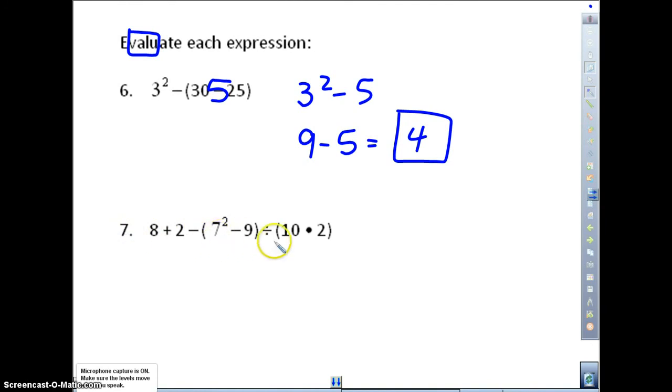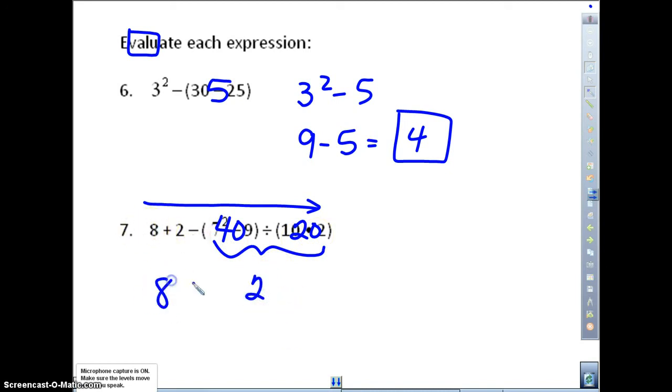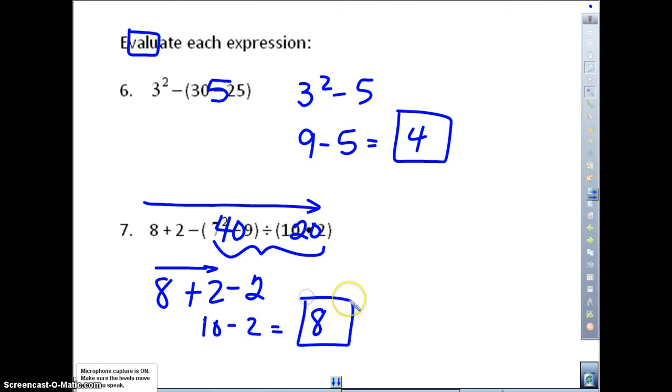Number 7, do what's in your parentheses first. Okay, this is 20. 7 squared is not 14. What is it? That's 49 right there. 49 subtract 9. That whole thing becomes 40. Now we do multiplication and division in order from left to right. And I see division right there. 40 divided by 20 is 2. Don't do this first. I'm going to take 8 plus 2 minus this 2 right here. Do it in order from left to right. This 8 plus 2 gives you 10, and 10 minus 2 is 8. Okay?